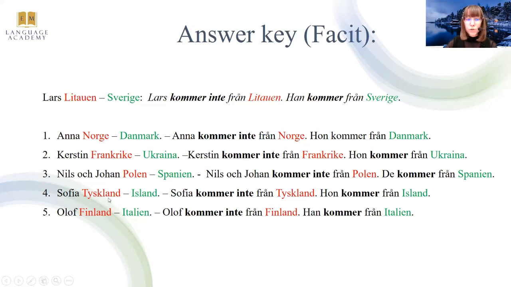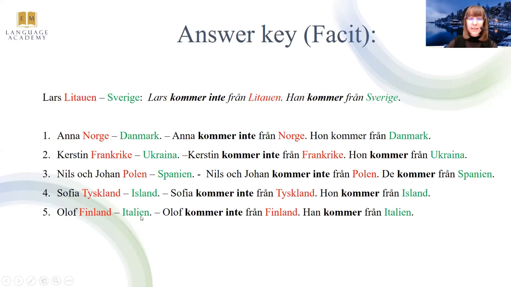Number 4. Sofia, Tyskland, Island. Sofia kommer inte från Tyskland. Hon kommer från Island. Things are pretty easy here, right? Sofia, again, en kvinna, and therefore we say hon. Hon kommer från Island. What about number 5?